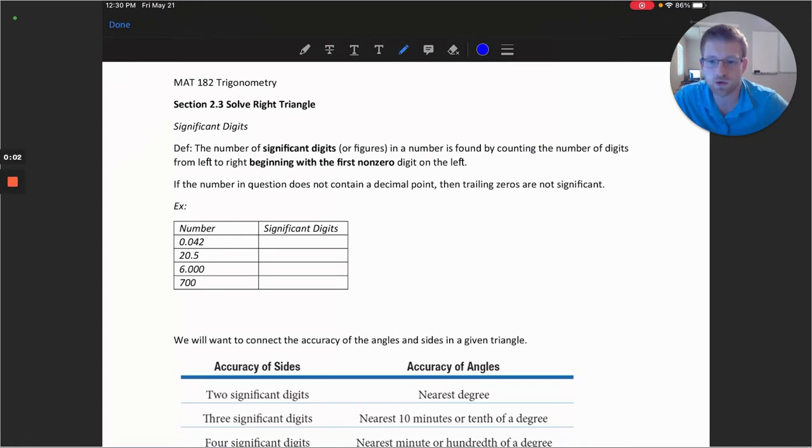Welcome. In this video, we'll take a look at section 2.3, solving a right triangle. First, we'll take a look at some significant digit examples. Let's take a look at the definition first.